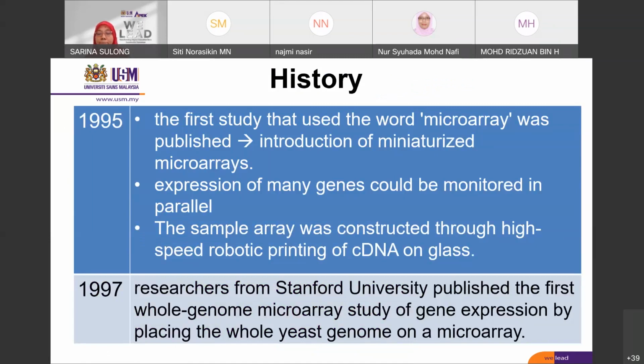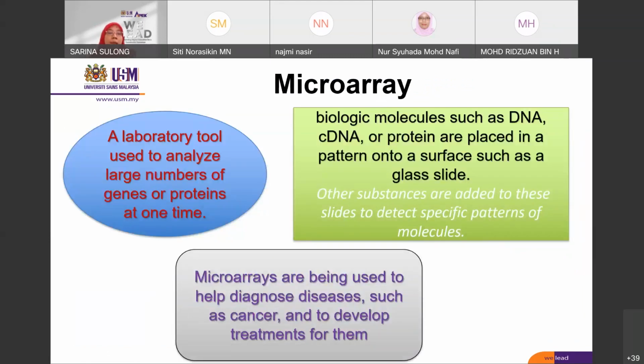So what is a microarray? Microarray is a laboratory tool used to analyze large numbers of genes or proteins at one time. In microarray, biologic molecules such as DNA, cDNA from the mRNA, or protein are placed in a pattern onto a surface such as a glass slide. Then other substances are added to these slides to detect specific patterns of molecules.